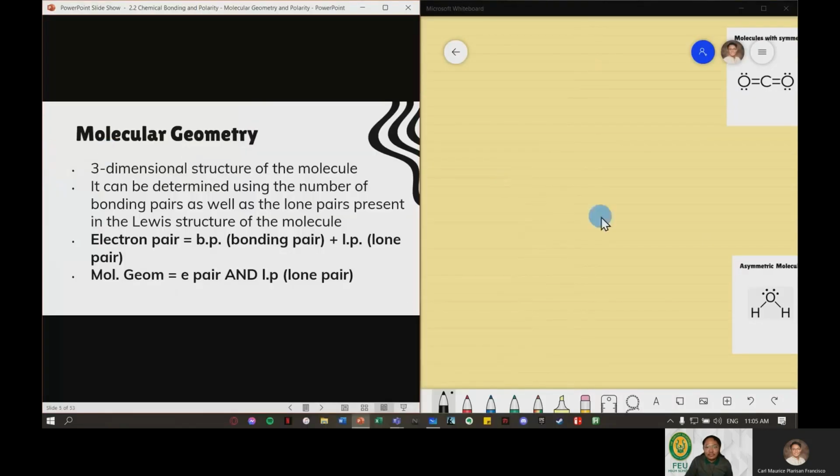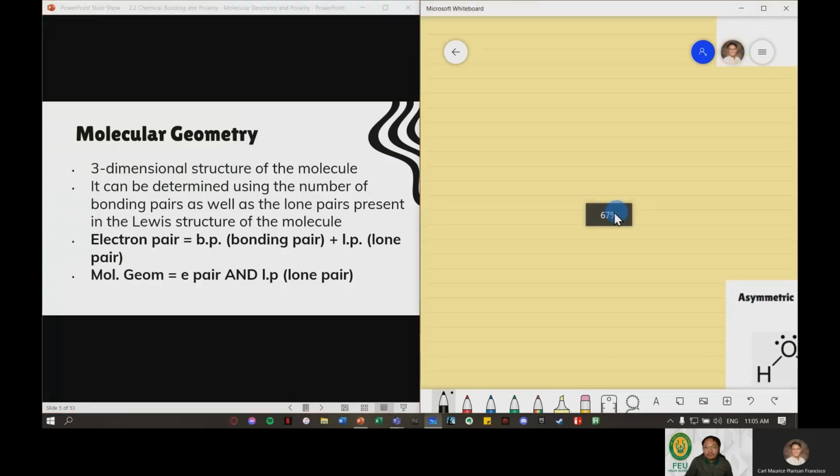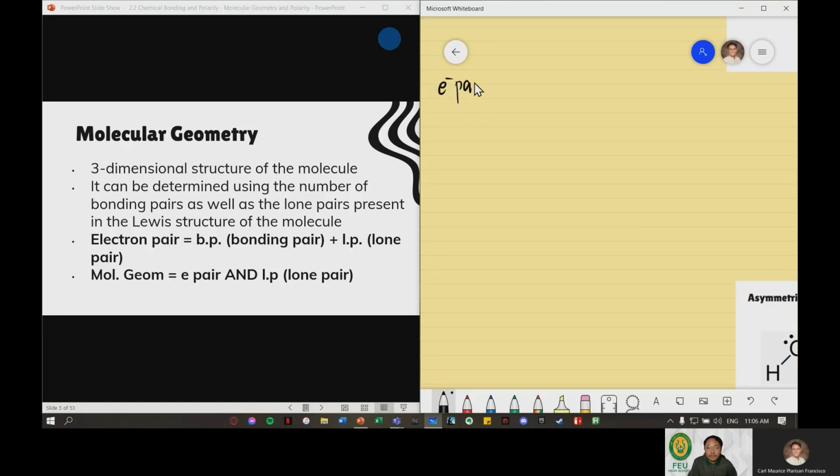Now, according to definition, there are two types of shape that we need to understand. The first one is what we call the E-pair shape. According to definition, E-pair shape is defined as bonding pair plus lone pair. Ulitin ko po, pag sinabing bonding pair o BP, ito po yung pares ng electron na may kabanding. Habang ang LP o lone pair, ito naman po yung pares ng electron na walang kabanding.